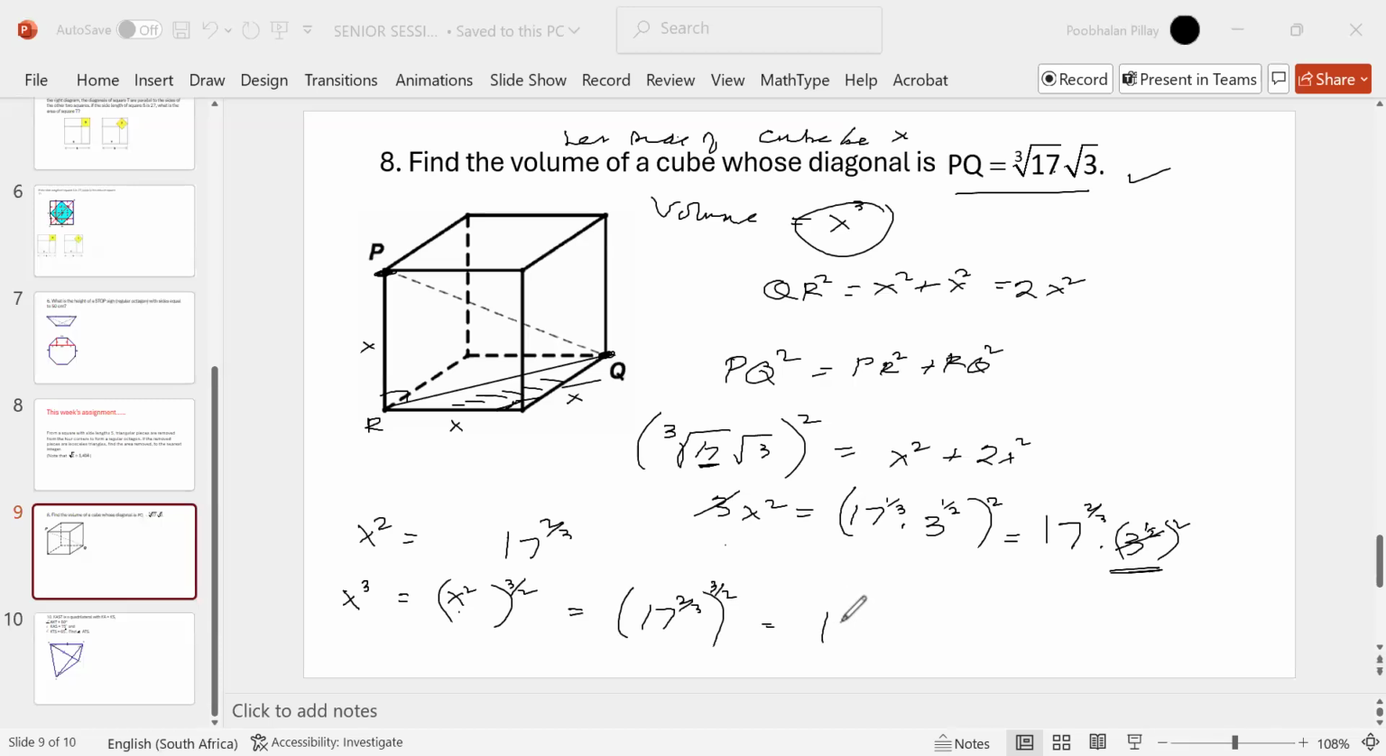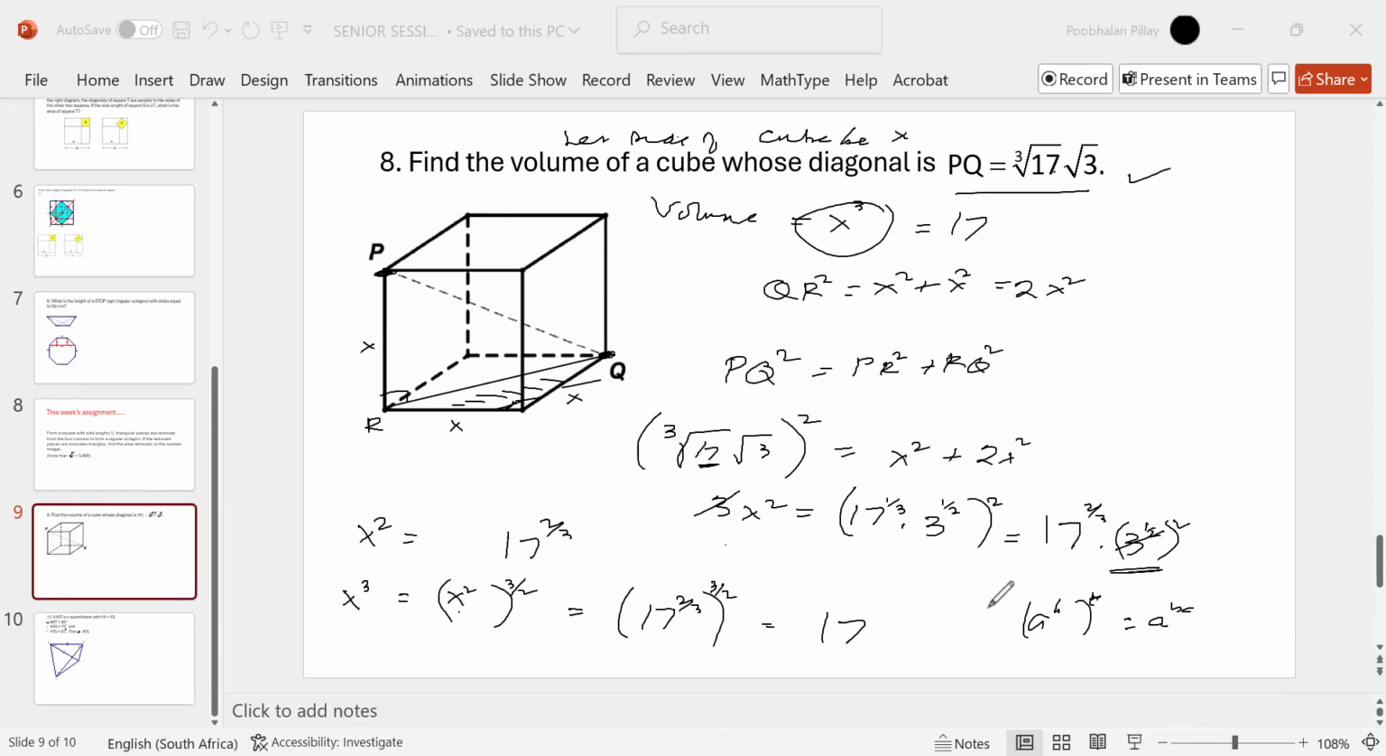And using indices, you've got a to the power of b, all raised to the power of c, is a to the power of bc. That's the third law of indices. So 2/3 times 3/2, they happily cancel. And you just have 1. So this is 17 to the power of 1. And that's the answer, because we needed to work out x cubed.